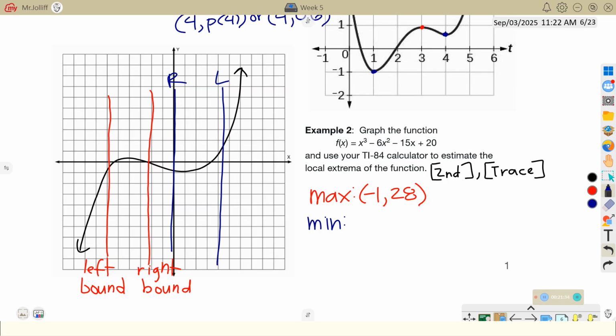So 5 and negative 80. 5 and negative 80. I hear it in a couple places. And I heard that pop up around the room, so we're getting like 4.999s and 5.001s and negative 80. Good. Out of curiosity, when you pressed second and trace, what else in that menu looks like it might be useful other than max and min?